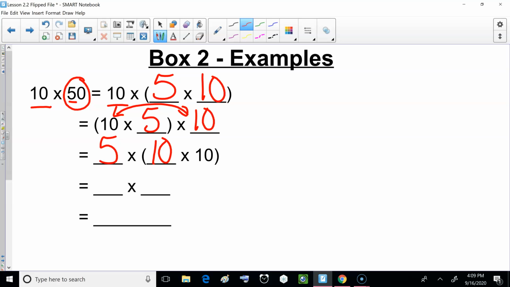I have 10 times 10. If I have 10 groups of 10, I have another place value, which would be 100. Which means I would have 5 groups of 100. So 10 times 50 is 500. If you have your notebook out, you can draw a line, put box 2 examples, and write down this example to help you out.